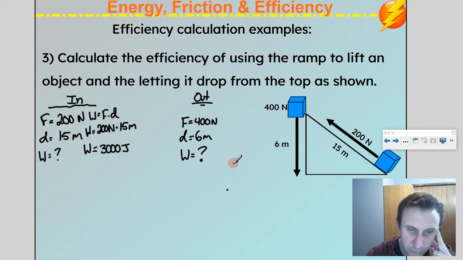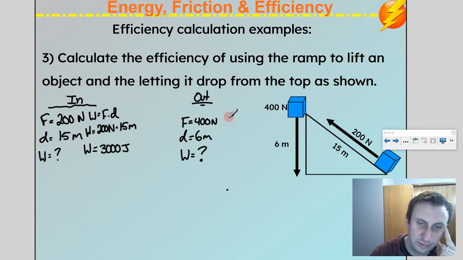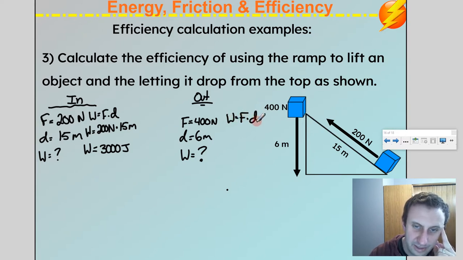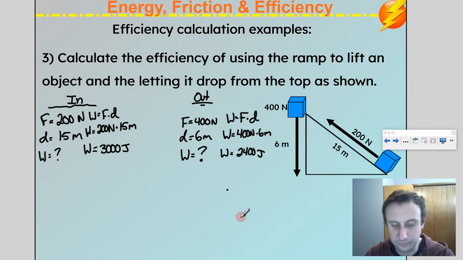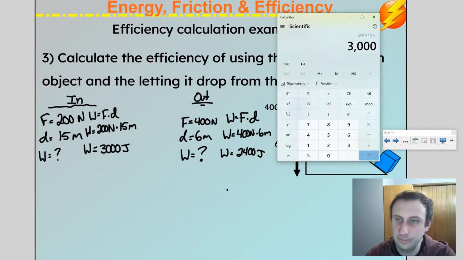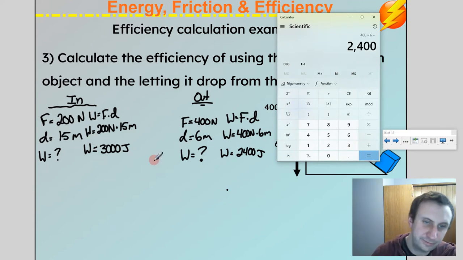And then for my output, it's the exact same process. Work is equal to force times distance. 400 newtons multiplied by 6 meters, which means that I have 2,400 joules. Because 4 times 6 is 24, and I got 2 zeros. Well, let's prove it. 400 times 6 is 2,400.